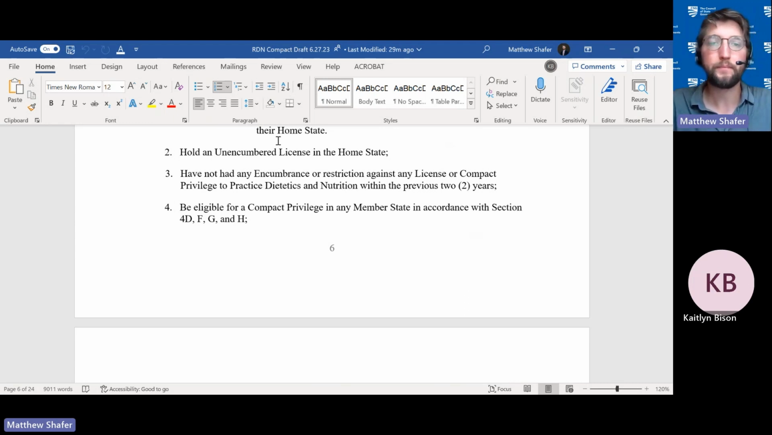So let's say somebody takes an action against my license. I do all of the things that the board tells me to restore my license to good standing. My license is restored to good standing. I'm fully able to practice. 2 years from that point is when you are eligible to apply for compact privileges.